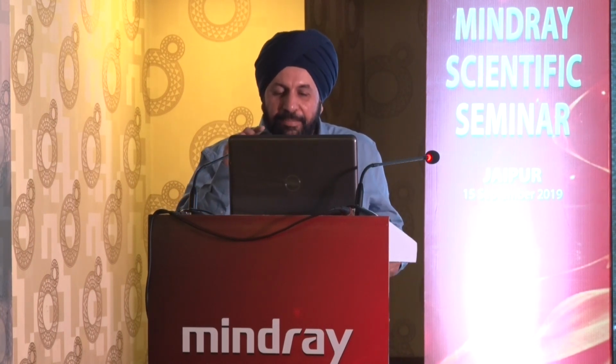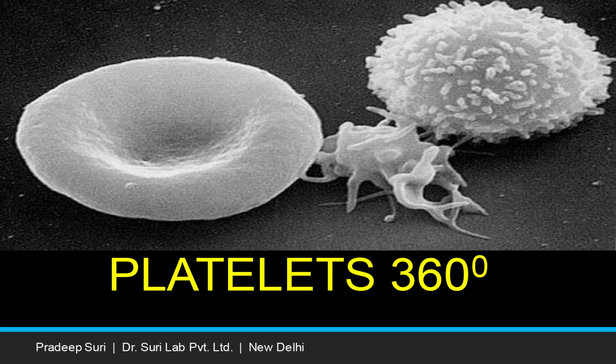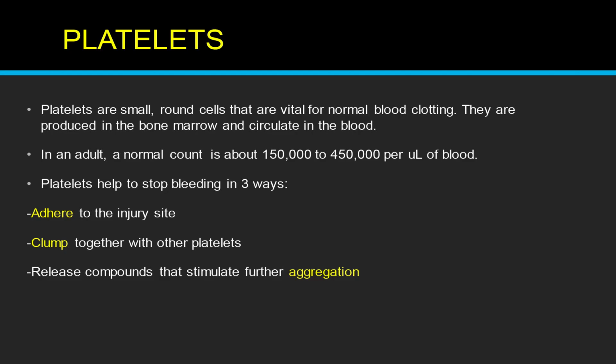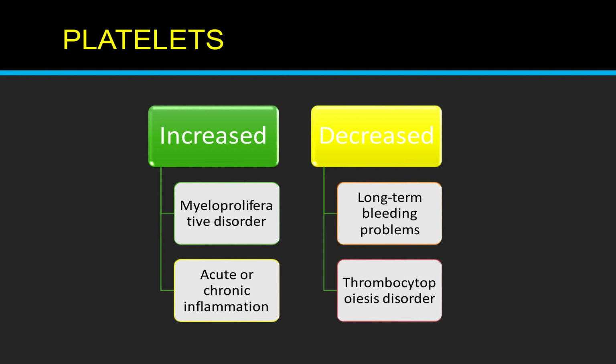So I've labeled my talk platelet 360 degrees, as I want to cover the platelet parameters from all corners. That's why I named it 360 degrees. We all know that platelets are small round cells that are vital for normal blood clotting, and the normal range in an adult patient is 1.5 to 4.5 lakhs per microliter. They help stop bleeding using 3 mechanisms: adhesion, clumping and aggregation. Platelet counts can be increased in myeloproliferative disorders, acute and chronic inflammatory conditions, even iron deficiency anemia. They can be decreased in long-term bleeding disorders, thrombocytopenic disorders and even megaloblastic anemia.